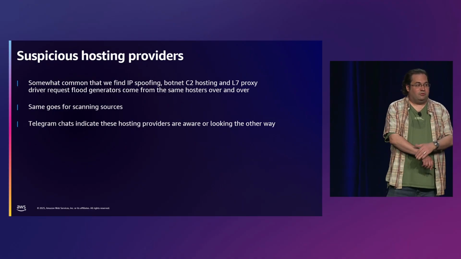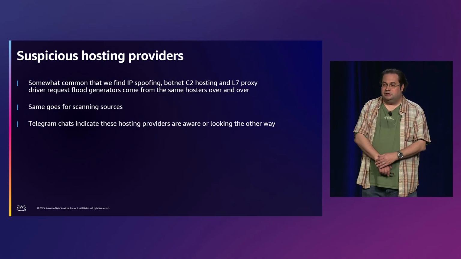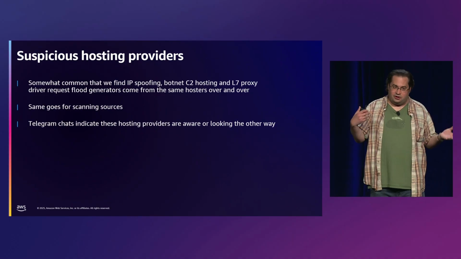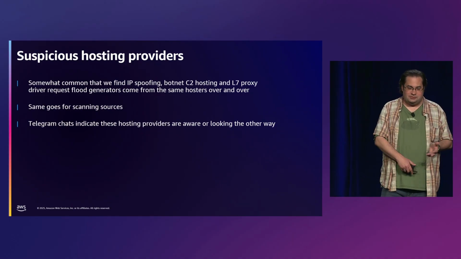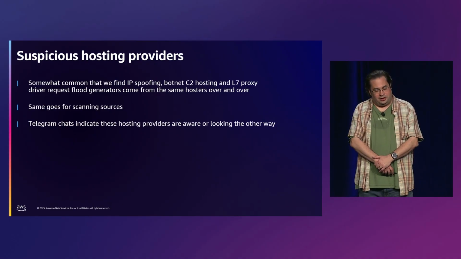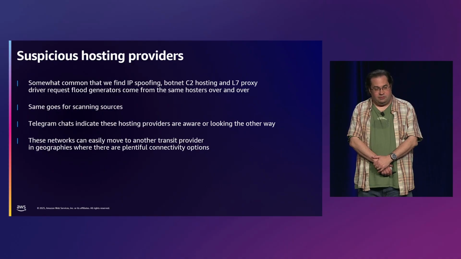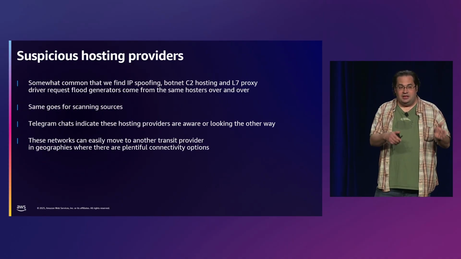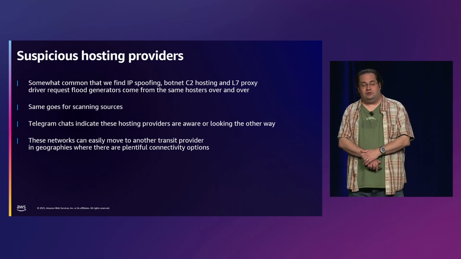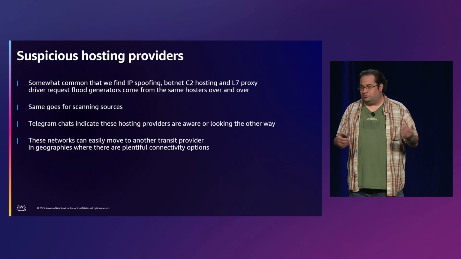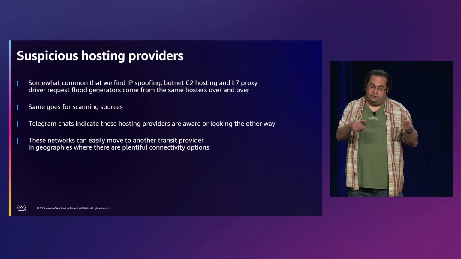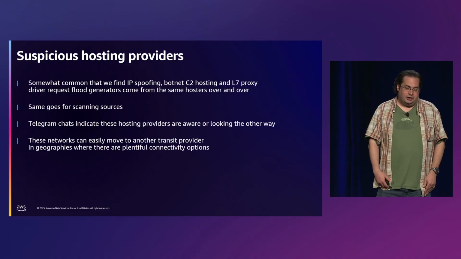In one case, there was one hosting provider that had a Telegram channel. We see their employees in there. We also see their customers in there. They're openly talking about IP spoofing, so it kind of seems like they might be looking the other way. And one of the things that we also notice is some of these specific ASNs seem to be getting bounced from transit provider to transit provider, from what we could tell looks like due to abuse issues. And so they're getting kicked off and moving to different networks.